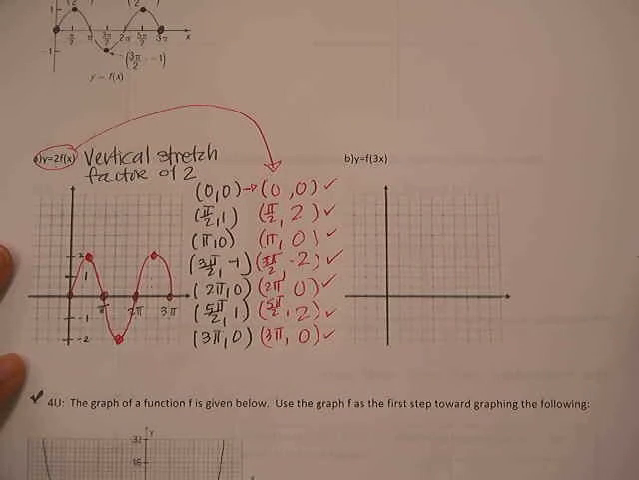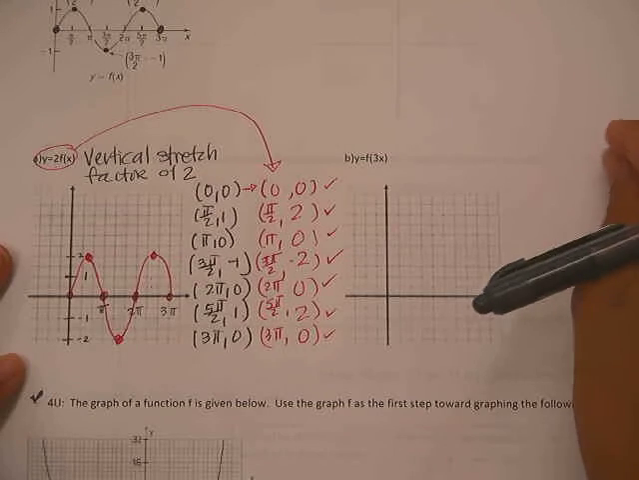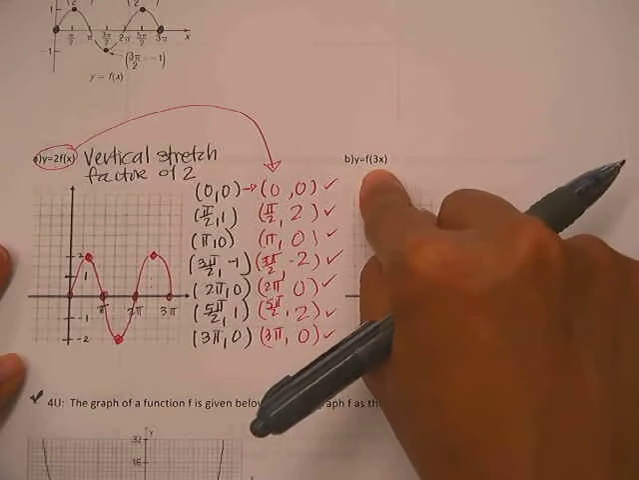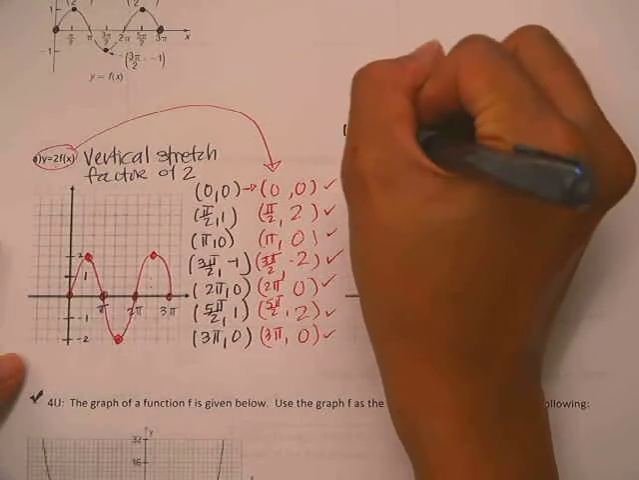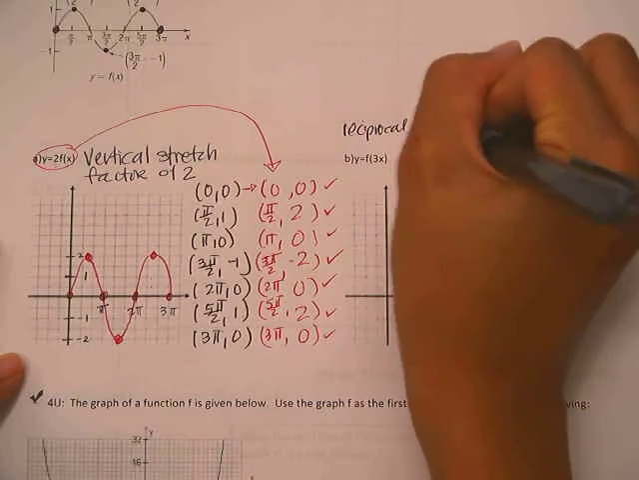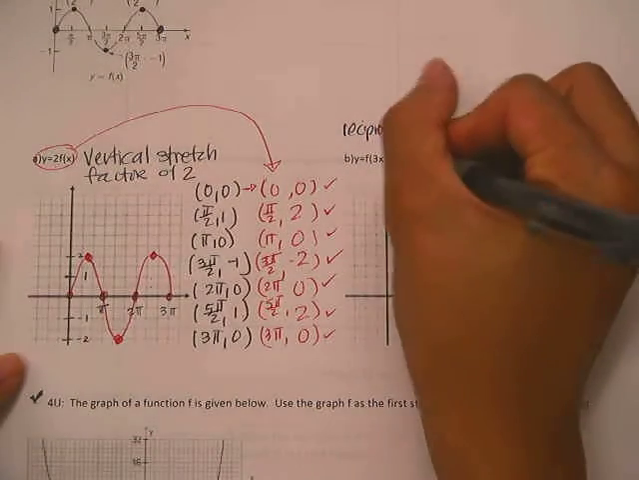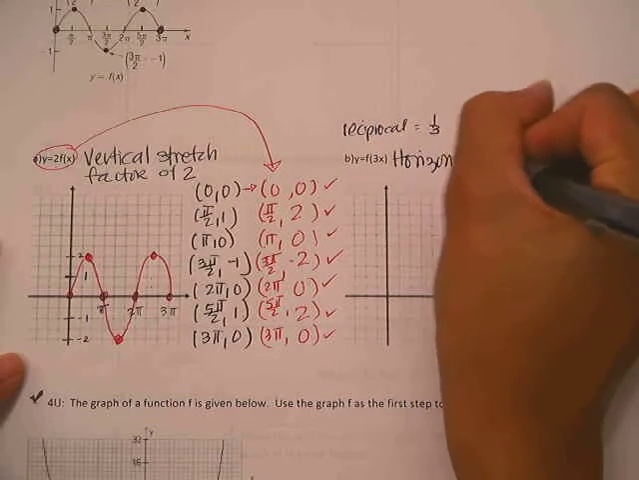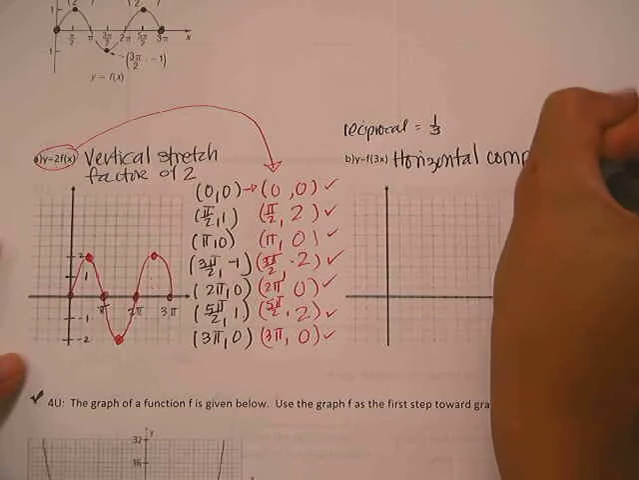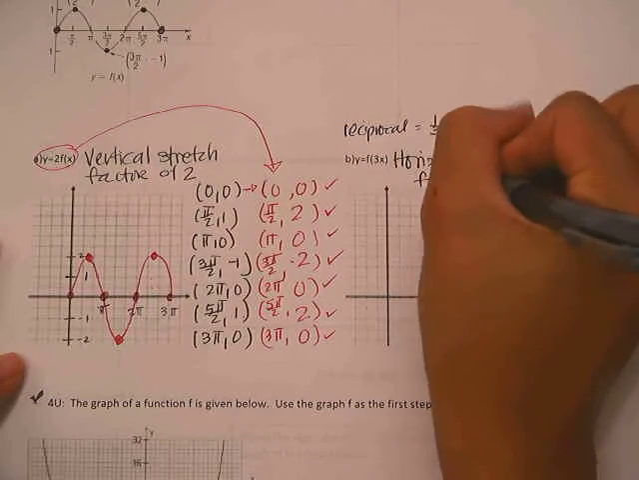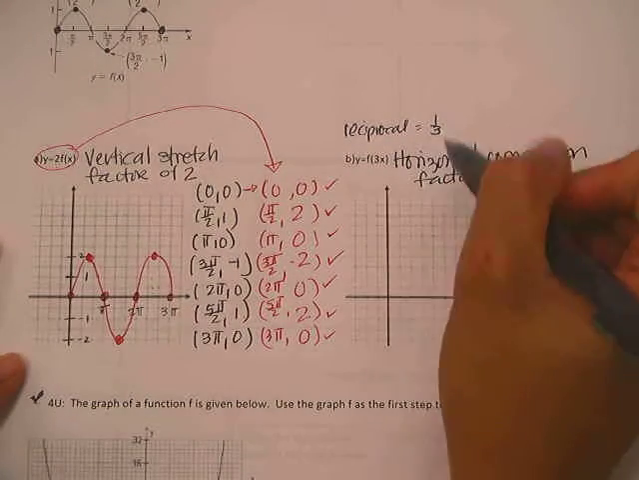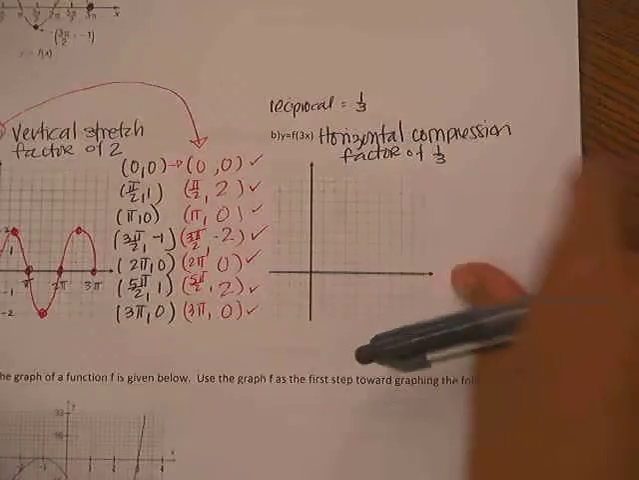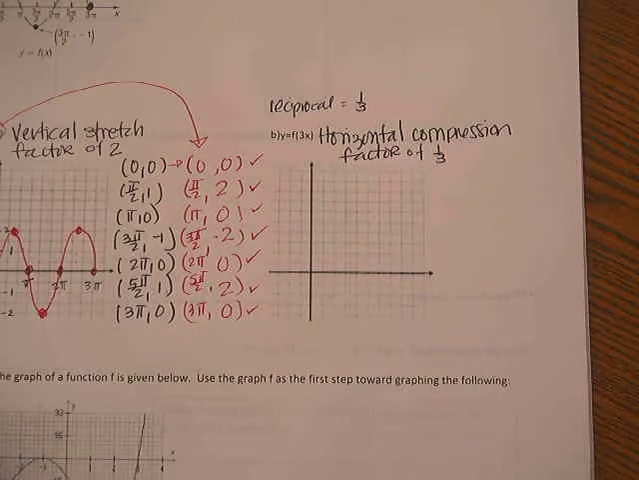But remember earlier when we were doing the exploration with the horizontal change, when it's inside, we need to flip it. Okay? So when we take its reciprocal, it's going to be 1/3. Because it's 1/3, it's going to be a horizontal compression factor of 1/3. Okay, so whatever the reciprocal is, that is the factor that we're going to multiply. Because it's horizontal, only the x is going to change.